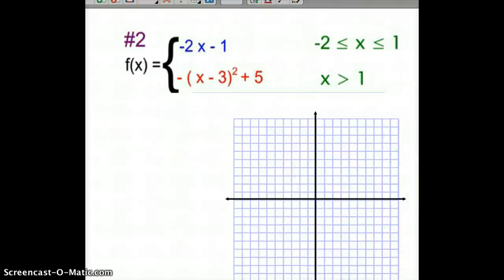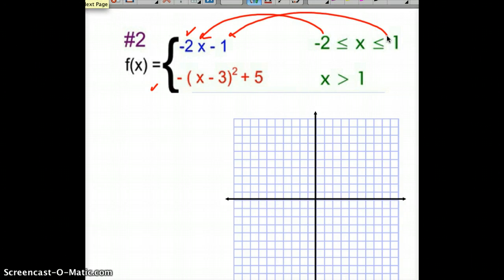The next one is two parts again. And again, you should look at that and go, okay, I got a line, I got a parabola. And then go plug in, we'll go faster on this one. Go see what happens on those fences. Well, I'm going to go draw them on here very lightly. I can get right up to -2 and live on that fence. I can get right up to 1 and live on that fence. So between these two fences, I'm going to have this line.